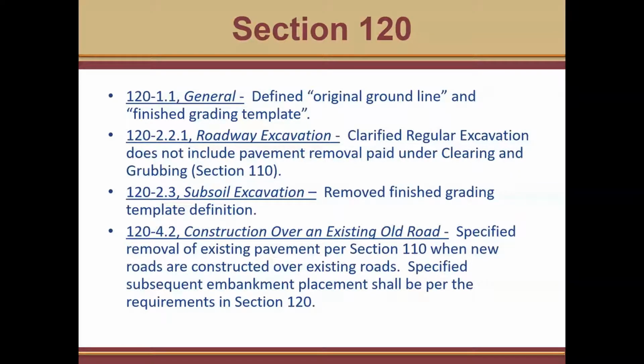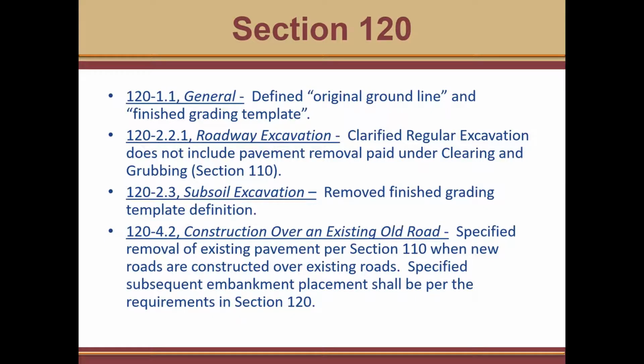Thanks, Brian. Yeah, as Brian said, we're going to go through the changes that were made to 120 and 125. In general, these are the major components that got changed. Here for section 120, we have in the general 121.1, we have defined the original ground line and the finished grading template and the differences between the two. In 122.2.1, we clarified regular excavation, as Brian said previously, it does not include pavement removal, which is paid under clearing and grubbing, section 110.